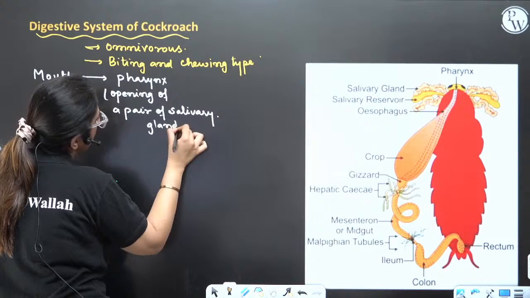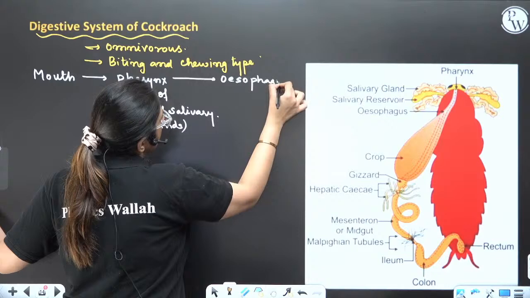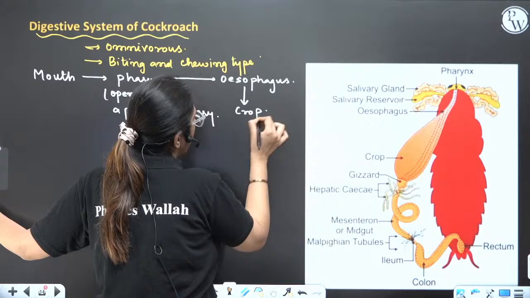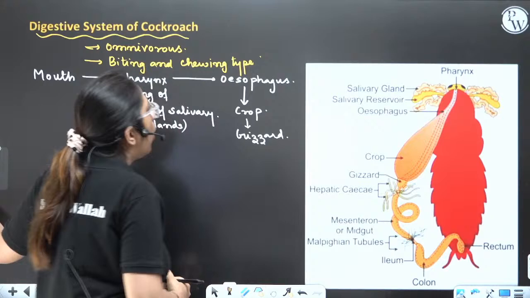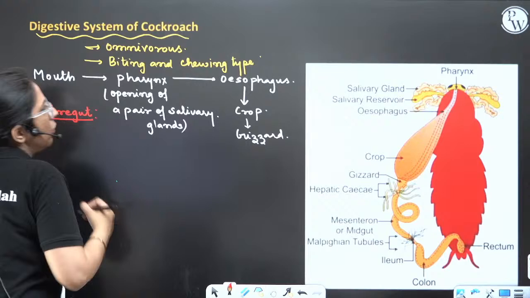Now, the next is, from the pharynx, the food will enter into the esophagus. Esophagus, then food will enter into the crop. Then, gizzard. All these are the part of foregut. What is this? This is a foregut. Now let's have a look. See, there will be mouth. Mouth present here.